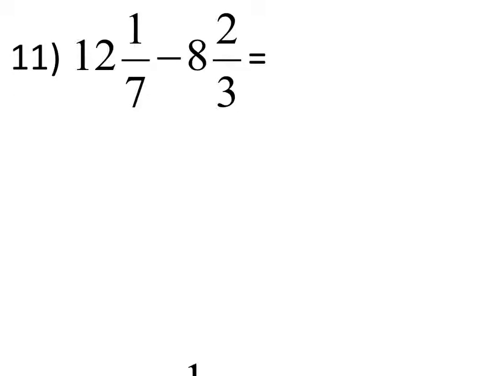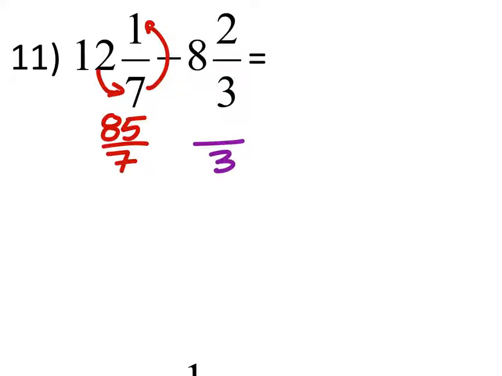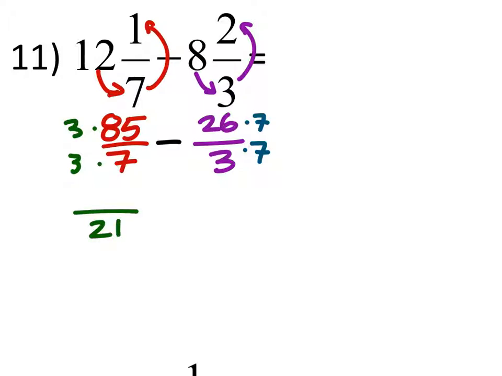Number 11. Let's change this 12 1/7 into an improper fraction. 12 times 7, 84, plus 1, 85. So I got 85/7. Same with the 8 2/3. 8 times 3 is 24, plus 2, 26. This one is subtraction. Now, we need common denominators. So I'm just going to multiply the 7 and the 85 by 3, and I'll multiply the 3 and 26 by 7. So again, this automatically gives us the common denominators, which we want, at 21.